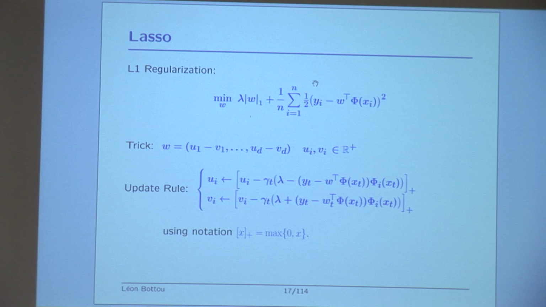There is a trick that's very useful and quite old, which is to write W, the parameter, as a difference. Each coefficient of W is the difference between two terms, U1 minus V1, U2 minus V2, to UD minus VD. And both terms are constrained to be positive. When you write it this way, you can differentiate with respect to the UI and VI, and you get an update rule, and then you project onto the positive. So basically, it's the stochastic gradient, but this time constrained to terms that are positive. And that does the lasso quite well.